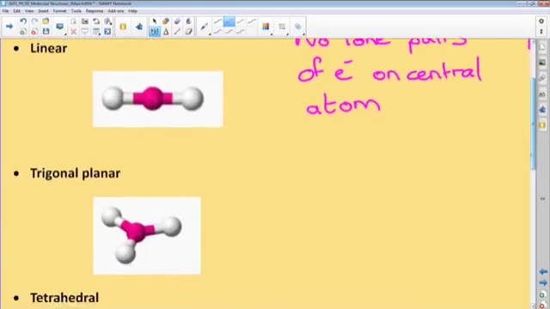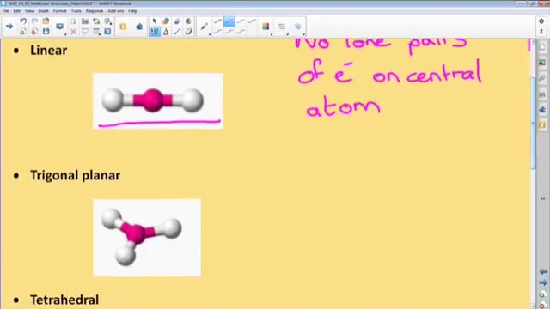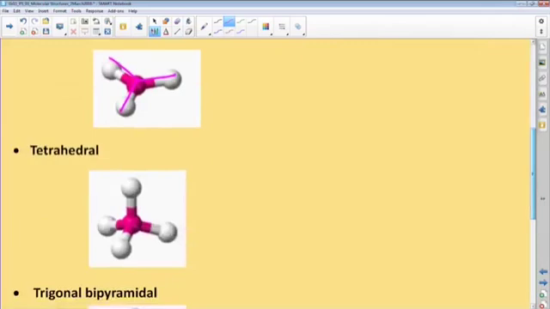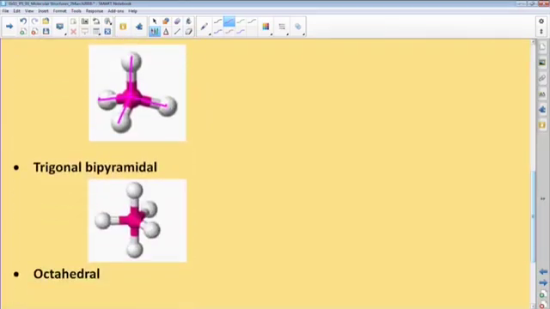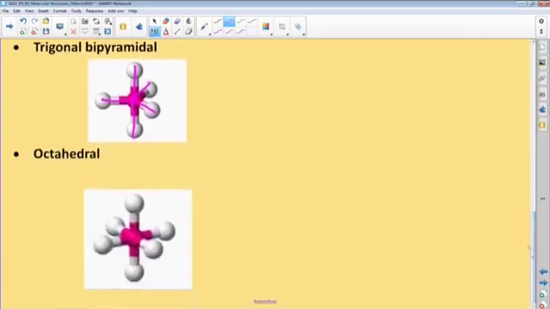So first one, linear, have a look. There's our shape, it's in a straight line. Our trigonal planar, it's in that shape. Okay. Our tetrahedral, it comes down, it goes along, it goes out towards the back and out towards the side. Our trigonal bipyramidal, it goes up from the central atom, down from the central atom, and then here it's got a planar shape going around the middle. And lastly, our octahedral, it looks like a combination of tetrahedral and pyramidal.